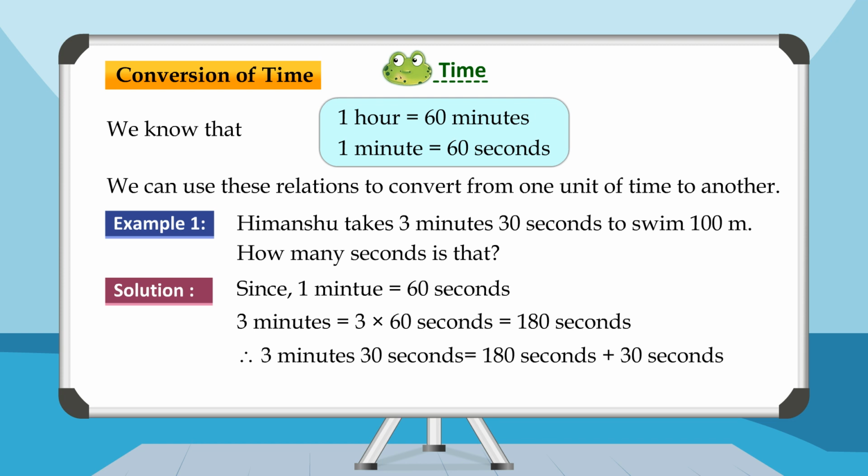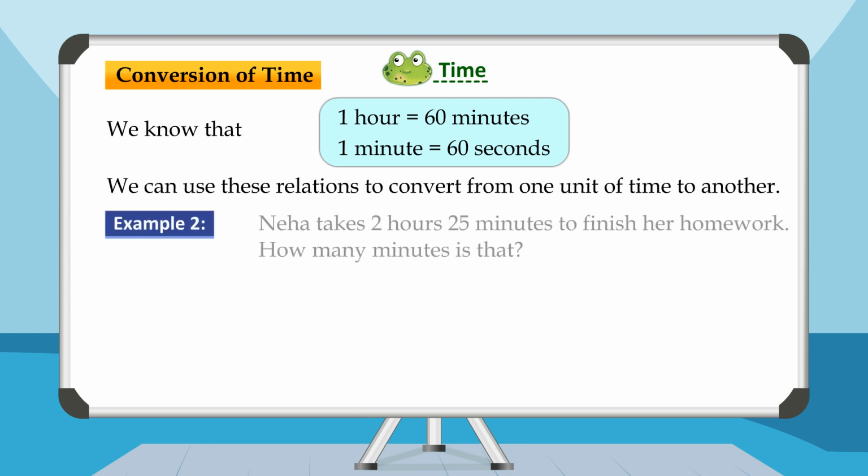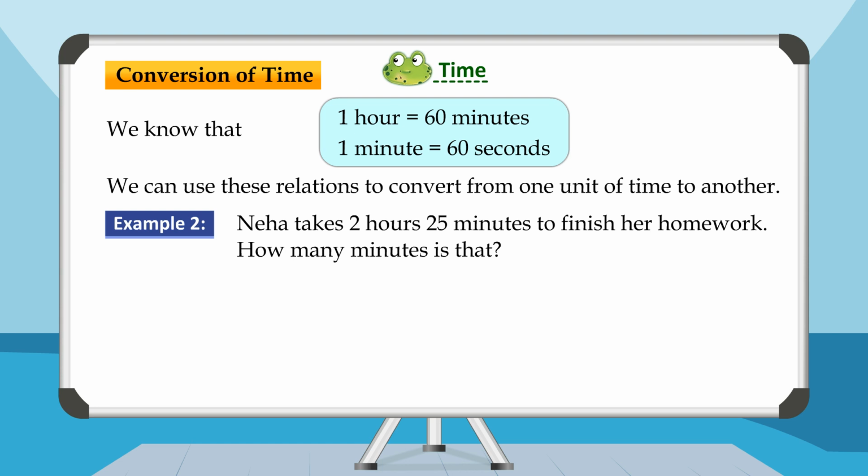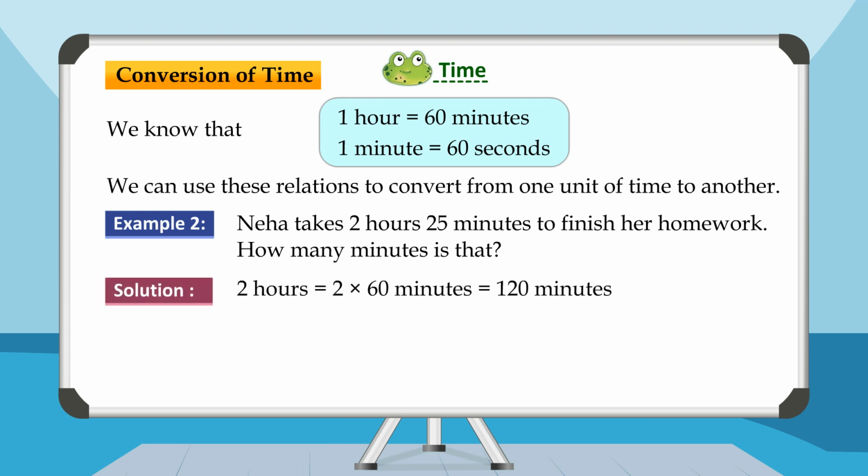Therefore, 3 minutes 30 seconds is equal to 180 seconds plus 30 seconds equals 210 seconds. Example 2. Neha takes 2 hours 25 minutes to finish her homework. How many minutes is that? Solution: since 1 hour equals 60 minutes, 2 hours equals 2 into 60 minutes is equal to 120 minutes.